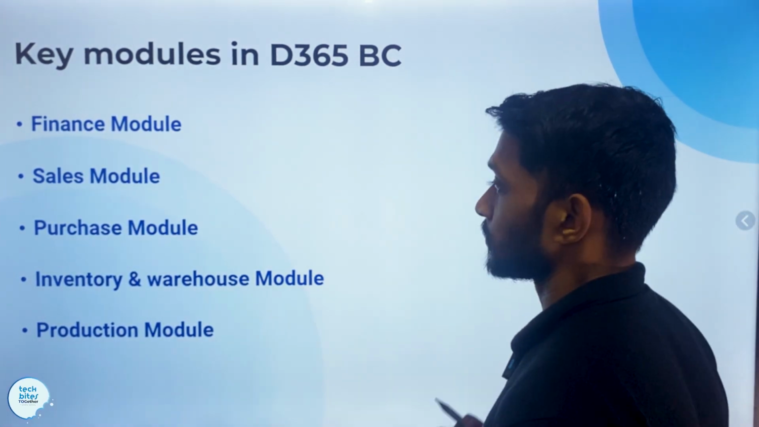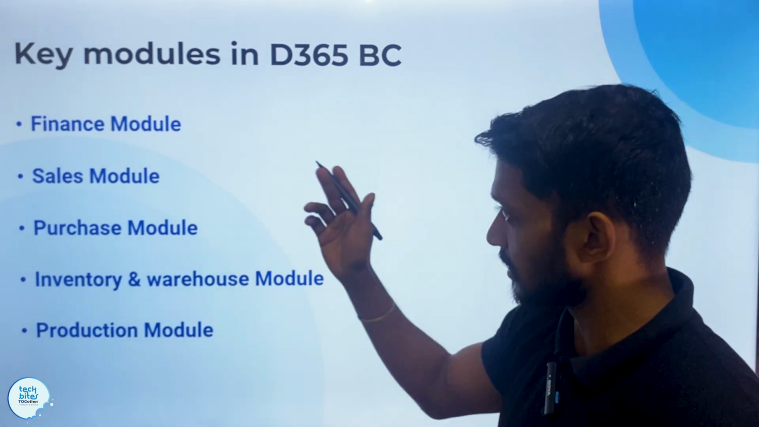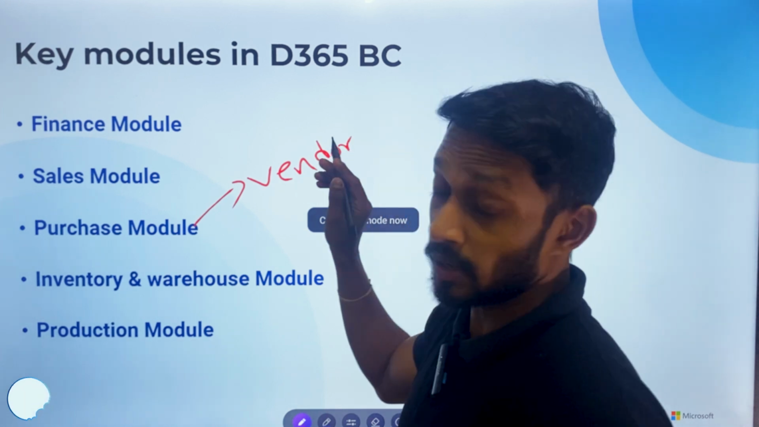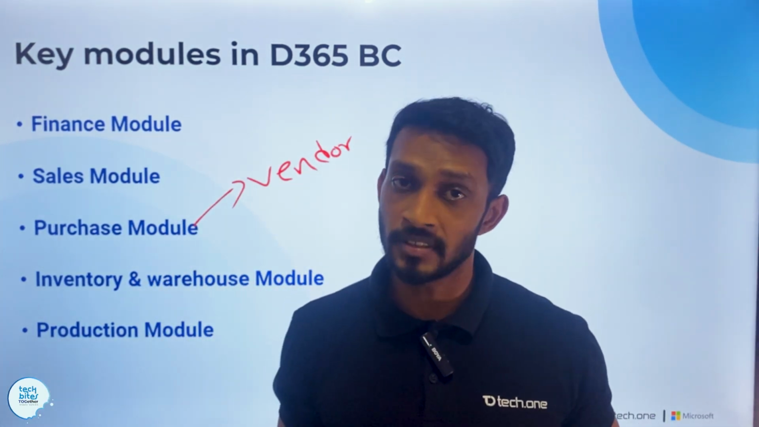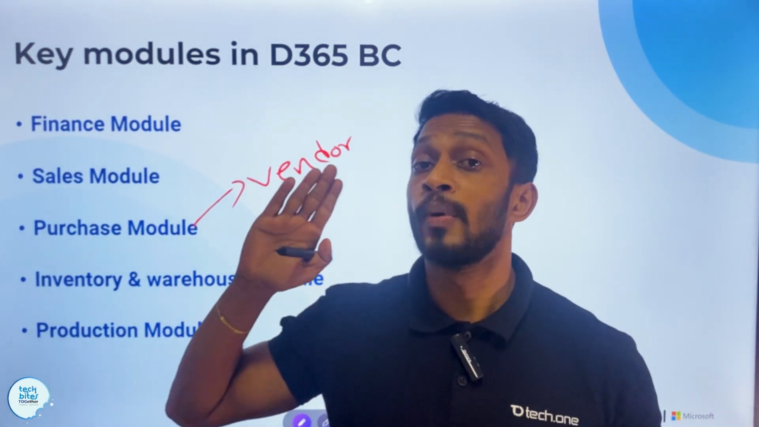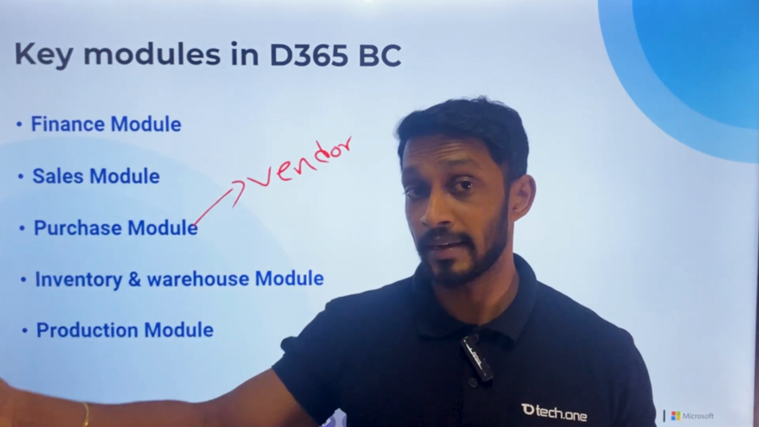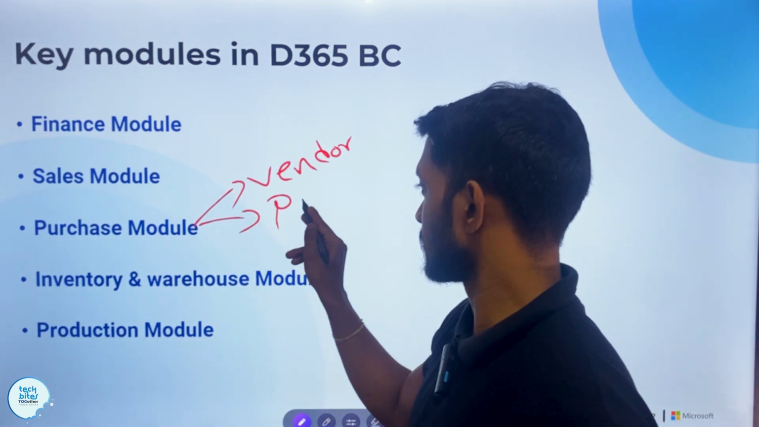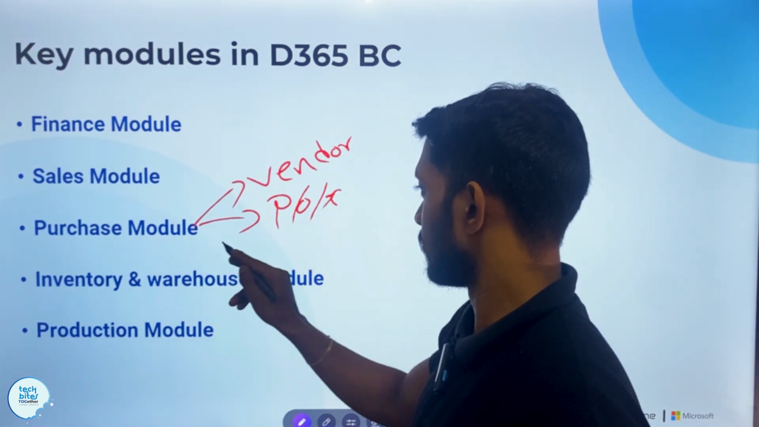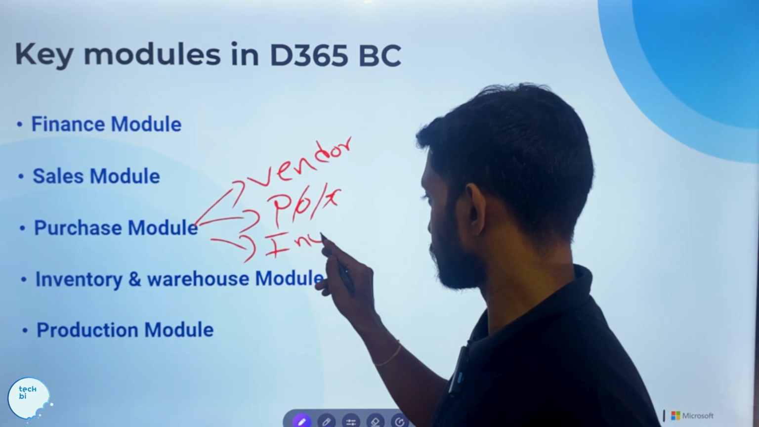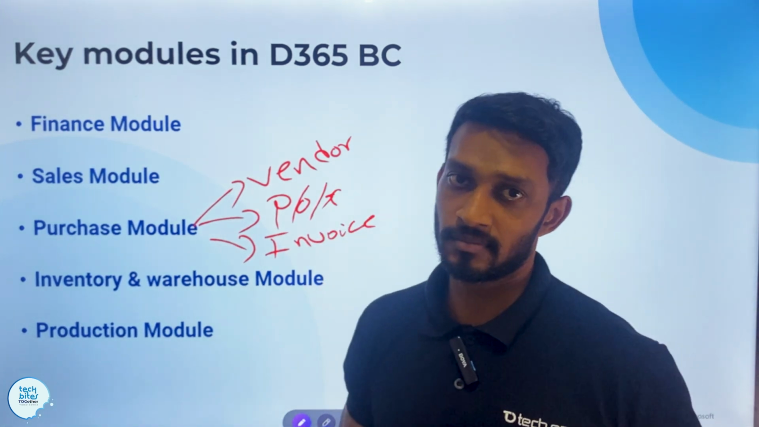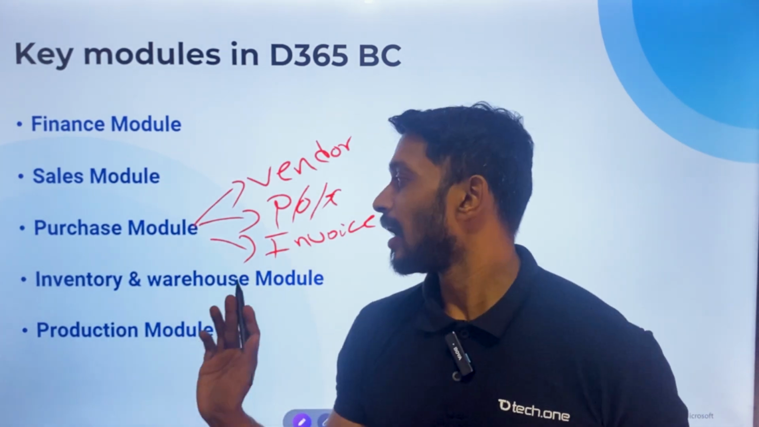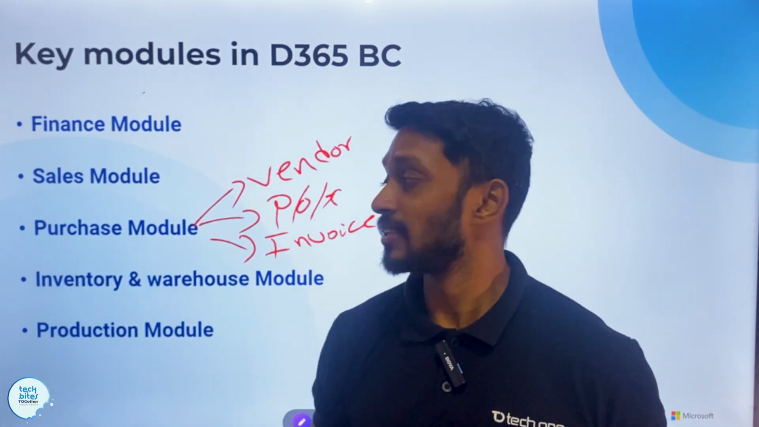When we talk about the purchase module, same as the sales module, you can create vendors. Under the vendors, you can maintain a lot of details. If you want to maintain separate number series for vendors, separate vendor categories, and customer categories, that is also possible in Business Central. Then the PO process, PO to invoice, GRN, and the aging report. There is a lot more in Business Central, but I'm just talking about it in a nutshell.